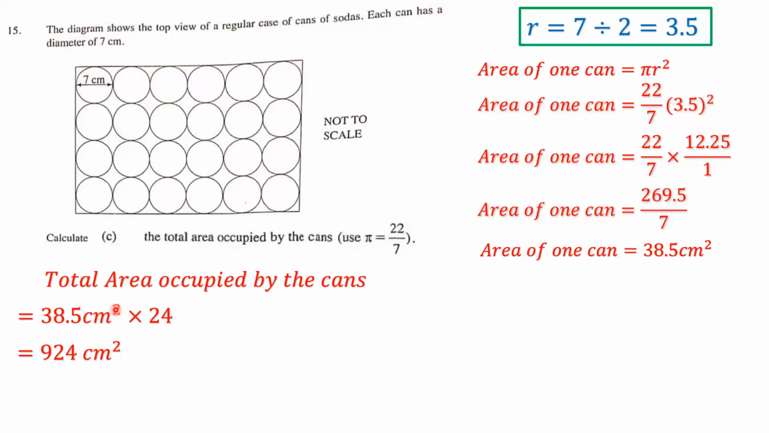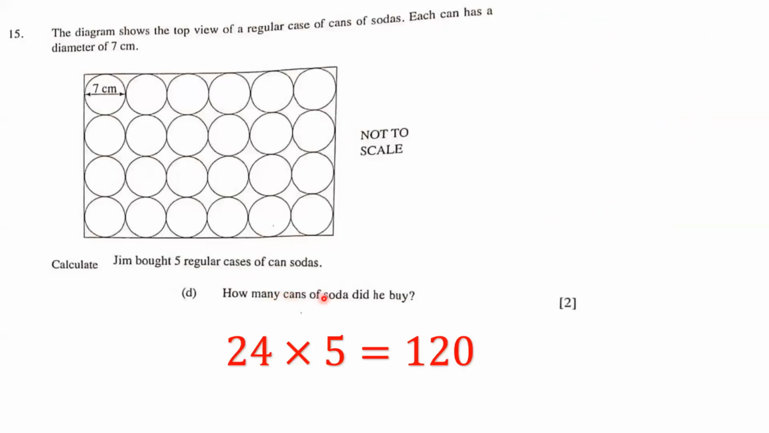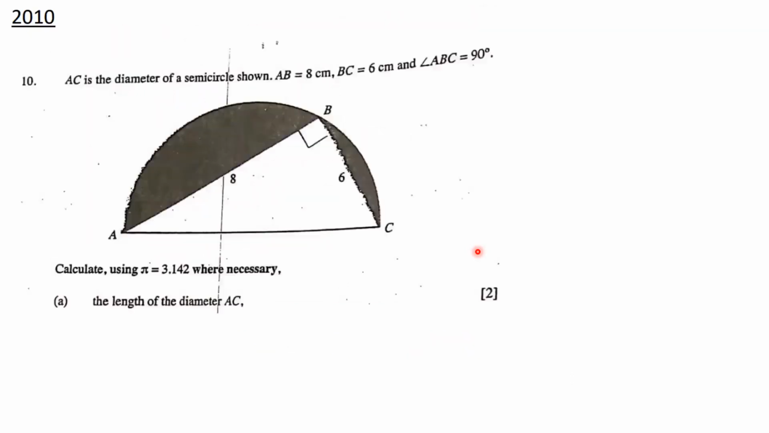Let's move on to the next part of the question. It says, how many cans of soda did he buy? Jim bought 5 regular cases of canned soda. In each case you have 24. In case number 1, you have 24, in case number 2, 24, in case number 3, 24, in case number 4, 24, and in case number 5, 24. So how many cans did he buy in total? It's 24 multiplied by 5, which is 120 cans. That's how many cans he bought altogether.